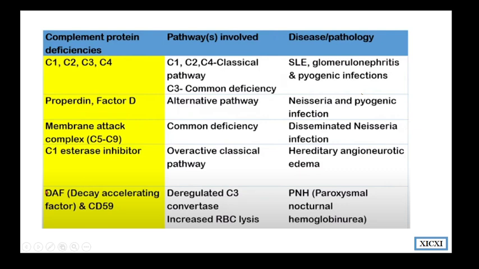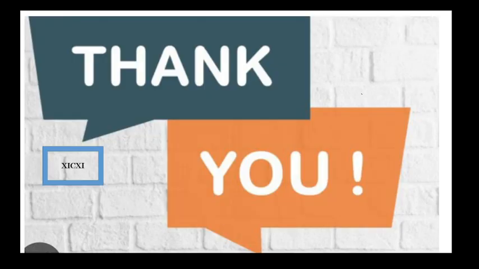So lastly, we are going to have what you call decay accelerating factor and CD59. This one, DAF or decay accelerating factor, is there to regulate the C3 convertase. Once you have the problem in C3 convertase, there is going to be PNH, paroxysmal nocturnal hemoglobinuria. Also, if there is no CD59, there is going to be increased cell lysis. Now, this protein is there to maintain the cell membrane integrity of red blood cells. So that's all about the complement system.